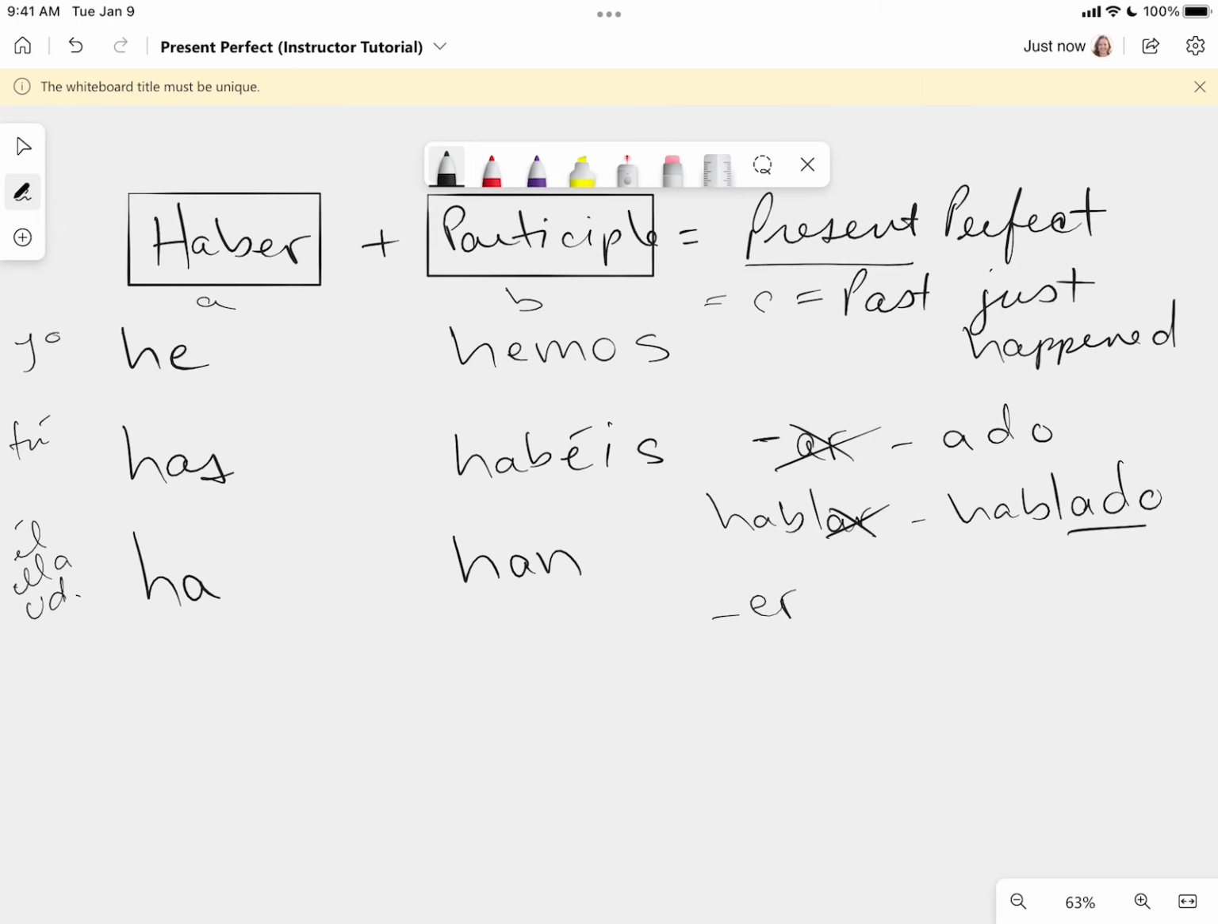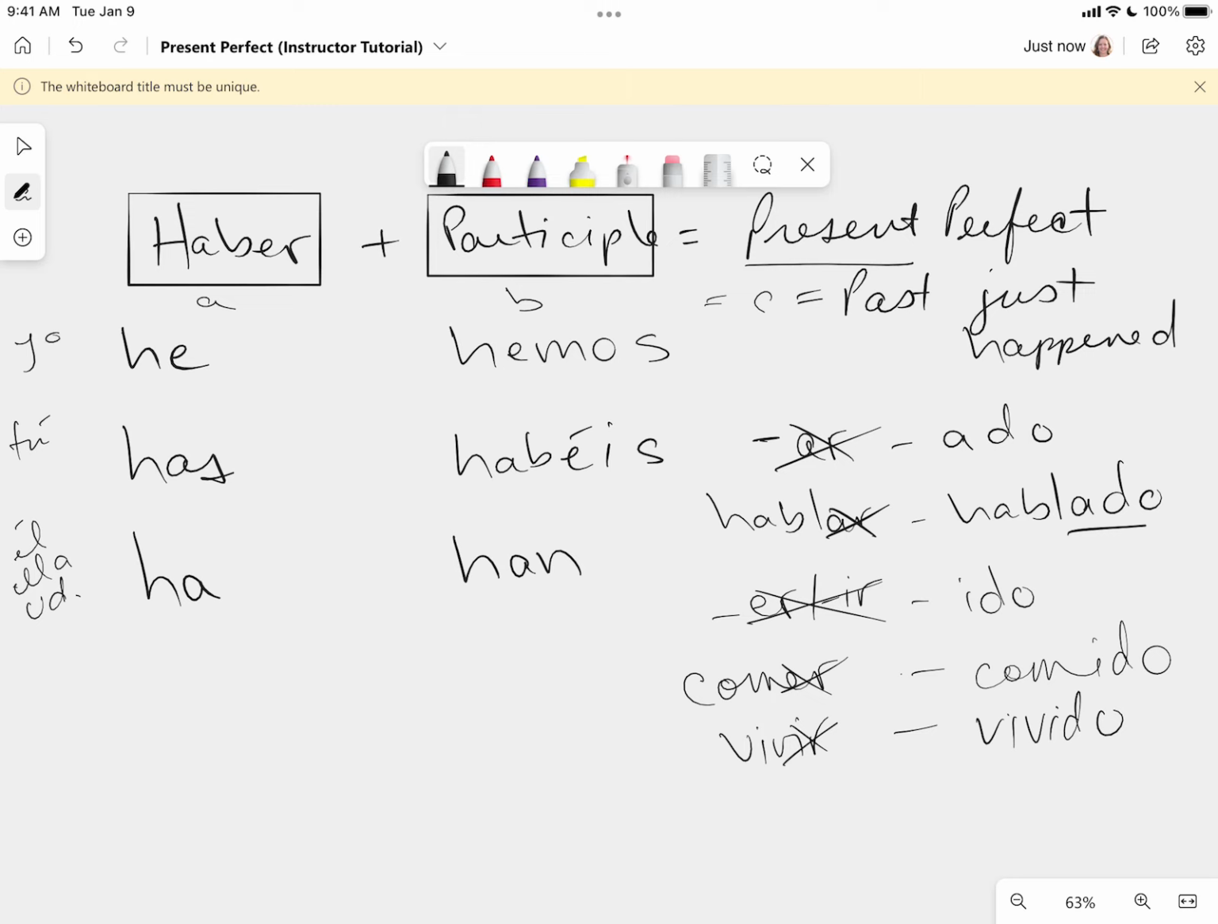How about for an ER or an IR verb? We're going to drop those endings and we're going to add ido. For example, comer changes to comido. Vivir, see if you can figure it out. Pause the video and write it down and see if you have the right answer, then start the video. Vivido. Okay, so he vivido. So this is the secondary part after he, has, ha, hemos, habéis, and han.